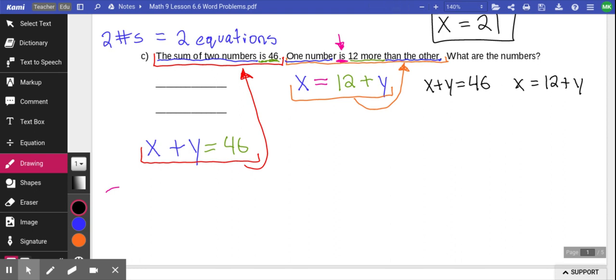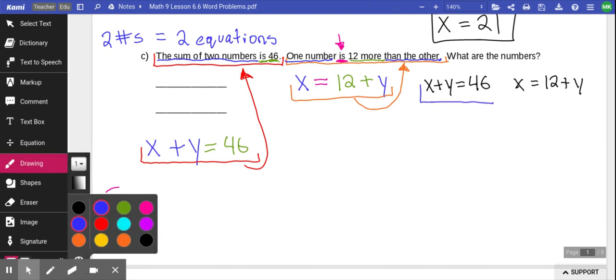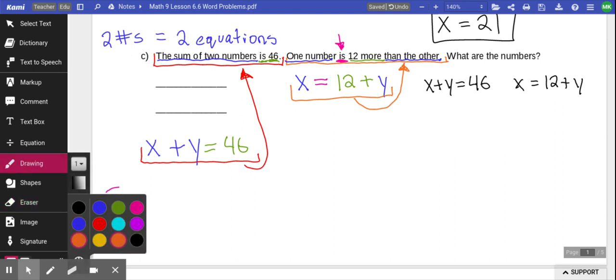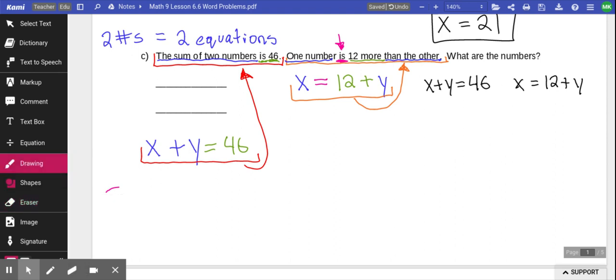So for instance, if I looked at this first equation right here, x plus y equals 46, I could never solve that by itself because I could never get x and y both by themselves, right? They're always going to be x equals something y or y equals something x. And then you're never actually going to know because they're always going to be bouncing back and forth off each other. So what we have to do is somehow connect these two equations. The way we do that is we look for the equation that already has one letter by itself. In this case, I have x equals 12 plus y.